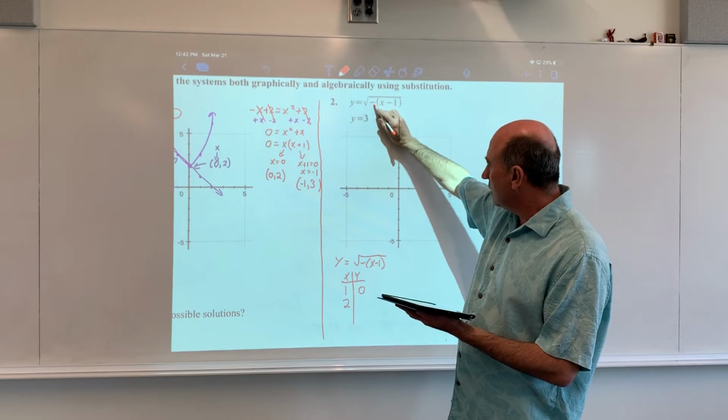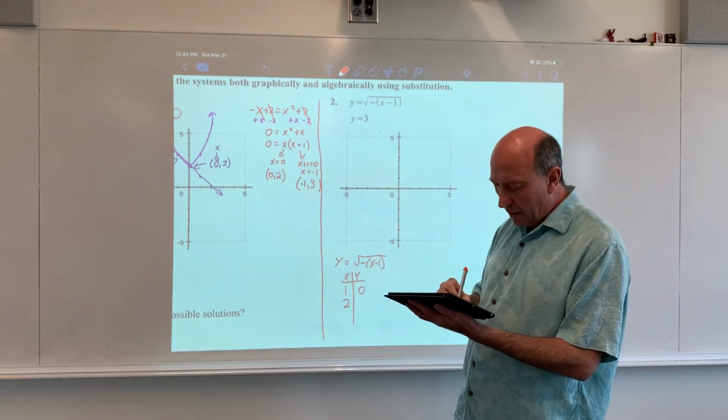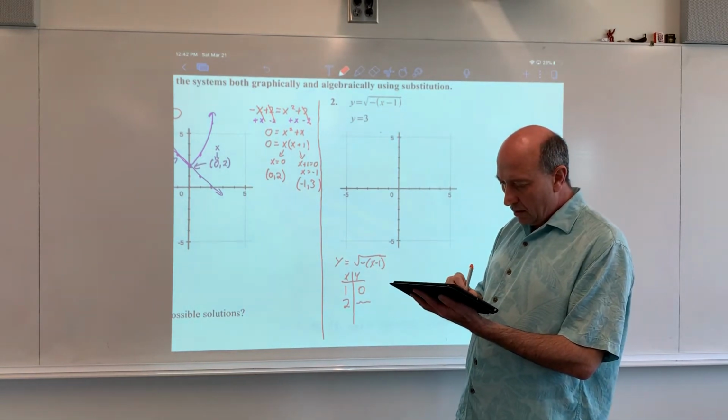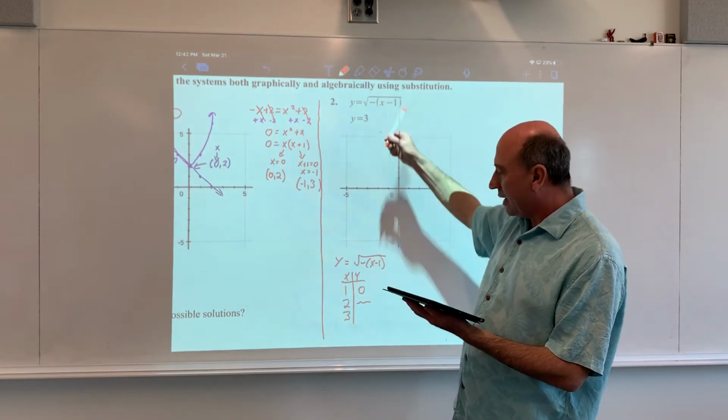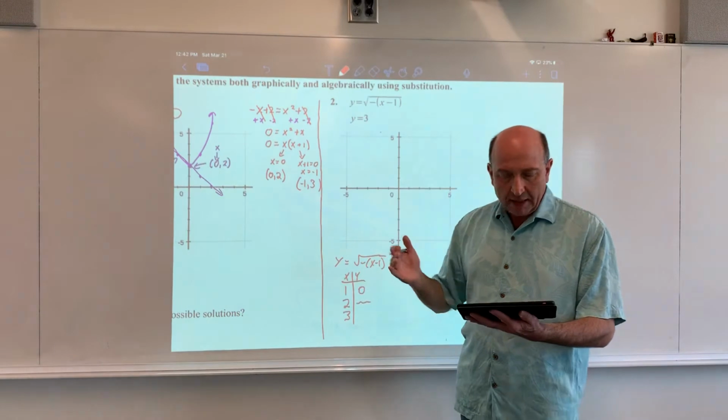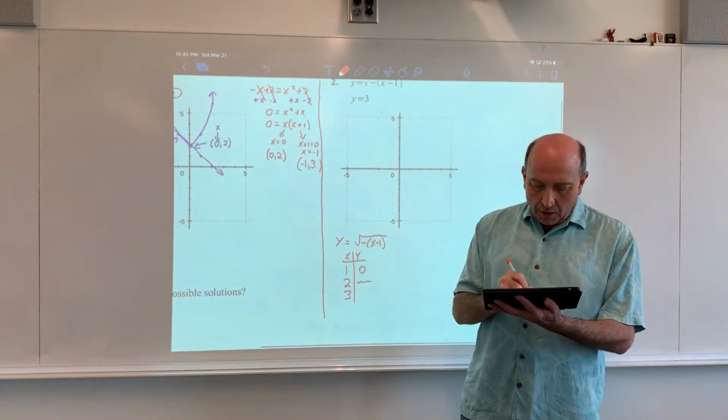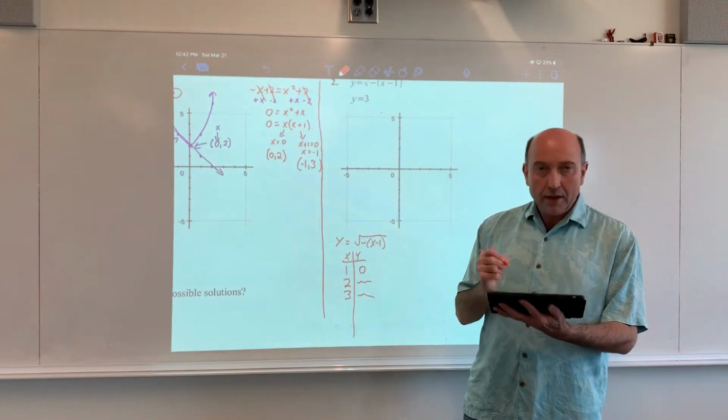That doesn't work. That's a negative value. So 2 doesn't have an output. 3. 3 minus 1 is 2. Make it negative. I'm going the wrong way. So these values don't have outputs. I'm going the wrong way.